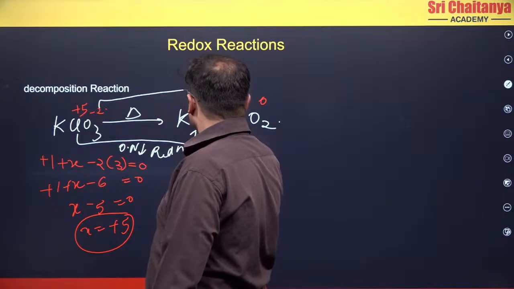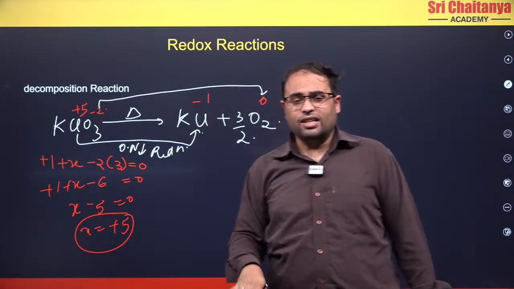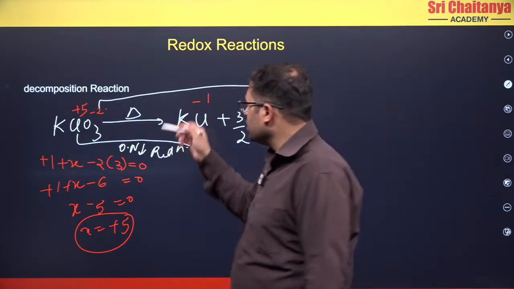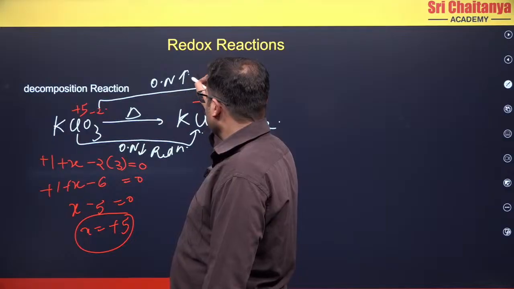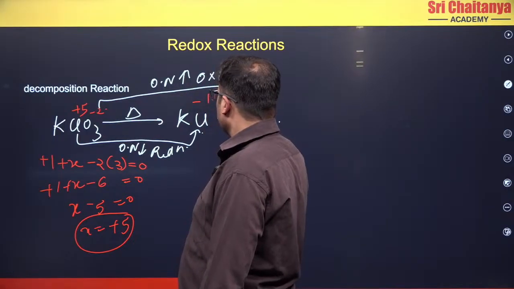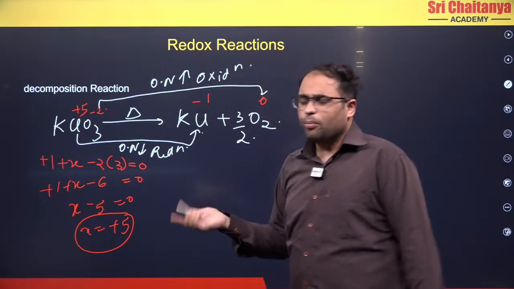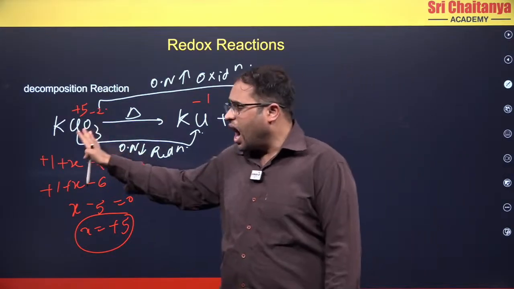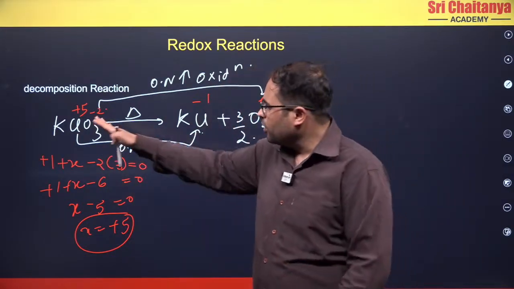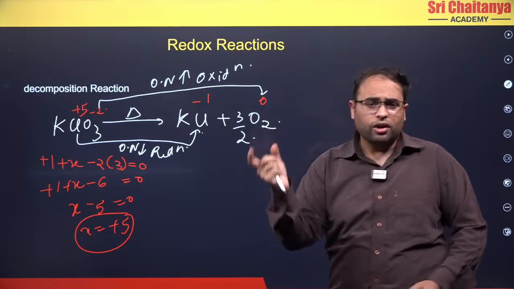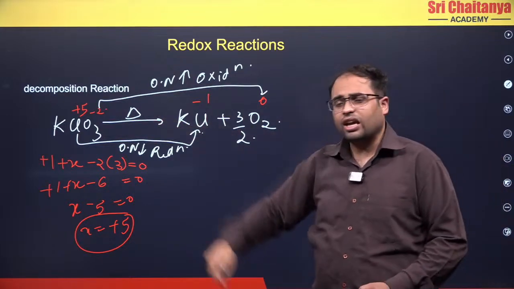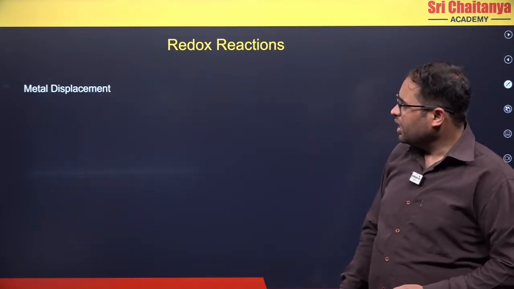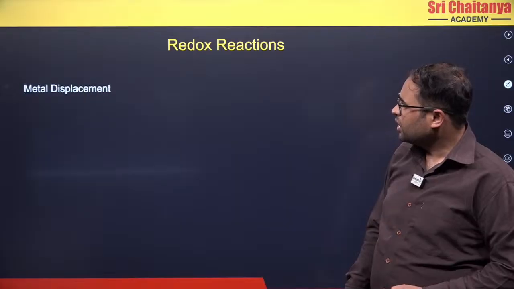What about this? -2 to 0. See, -2 is less, 0 is high. So the oxidation number increases, so this is oxidation. So decomposition reaction is nothing, it's just that you are breaking a particular compound into smaller compounds on heating. Triangle means heating. Okay, again decomposition it is there.